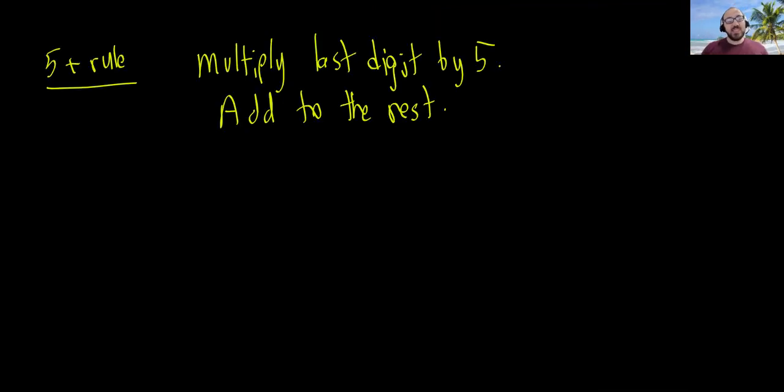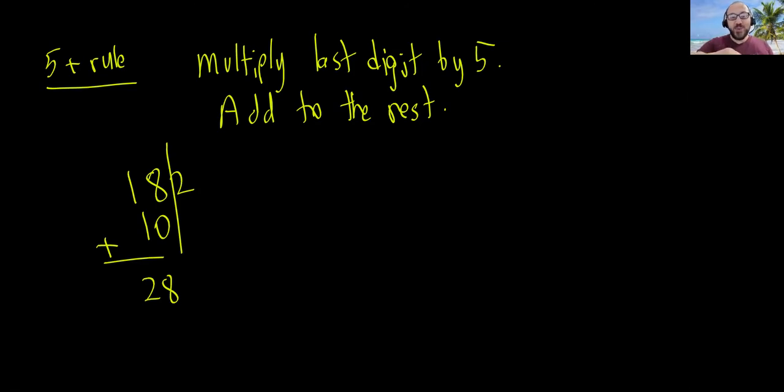Next is what I call the 5-plus rule. It's very similar to the 2-minus rule, but this time you multiply the last digit by 5 and add to the previous part. So let's see how it works in action with the same number as before, 182. You multiply the last digit 2 by 5, you get 10, and this time add to the previous part, you get 28, which is a multiple of 7, so we can stop.